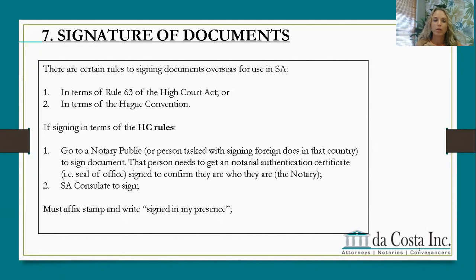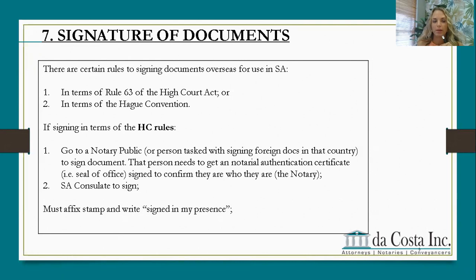So there's two ways to sign, in terms of the High Court Act or in terms of the Hague Convention. The High Court Act basically says that you must go to a person in the foreign country who's tasked with signing, and in 9 out of 10 instances it's actually a notary public. The notary public needs to sign. Then a notarial authentication certificate has to be attached, which says the notary is who they are and they are actually a notary. And that's also attached.